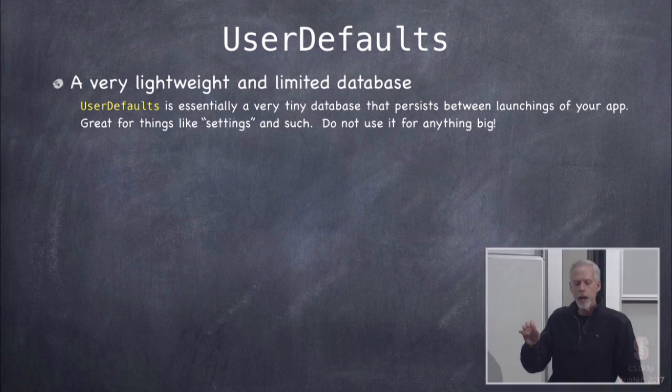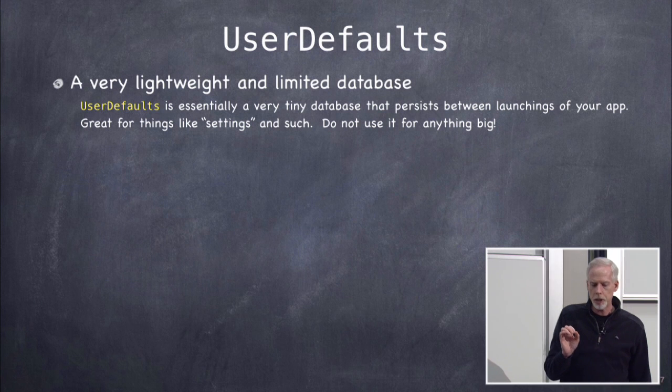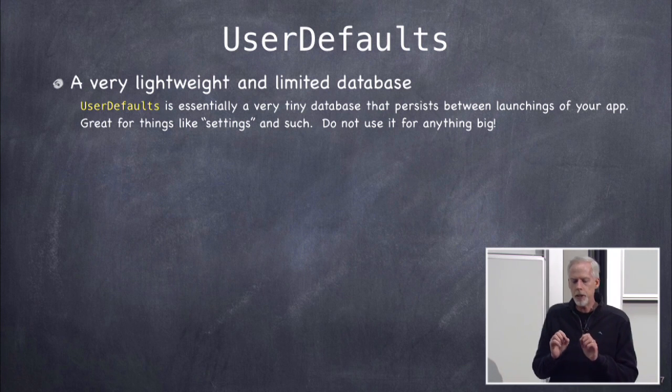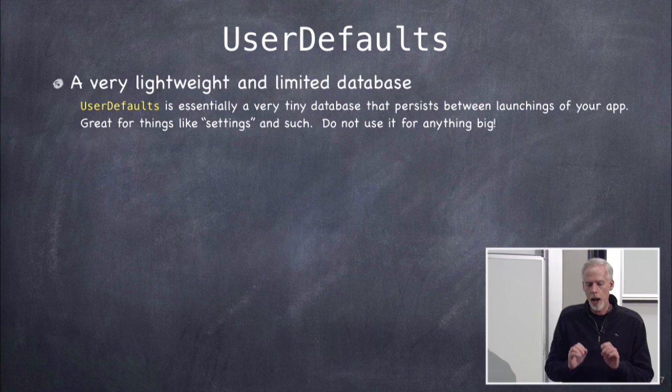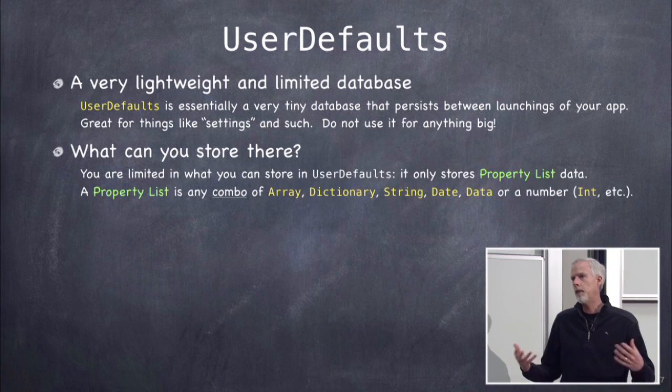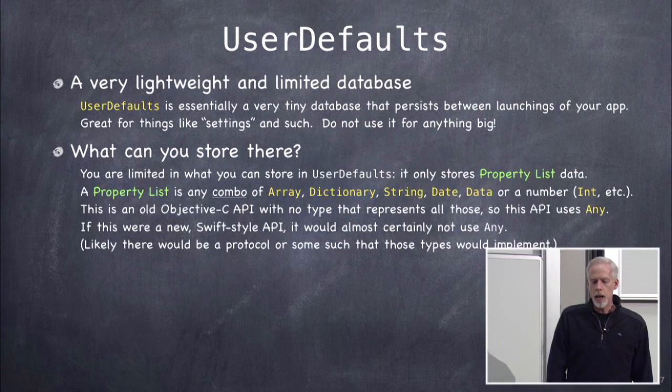The last thing I'm going to talk about is user defaults. User defaults is a very lightweight, limited database. Okay? It's a tiny little database that persists between launchings of your app. It's great for things like settings and stuff like that. Don't put anything big in there.